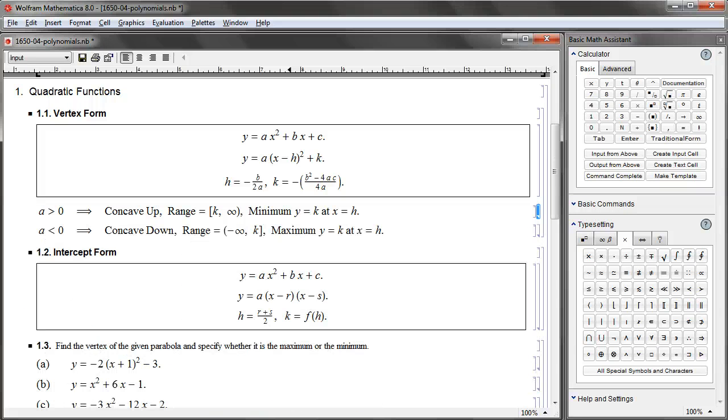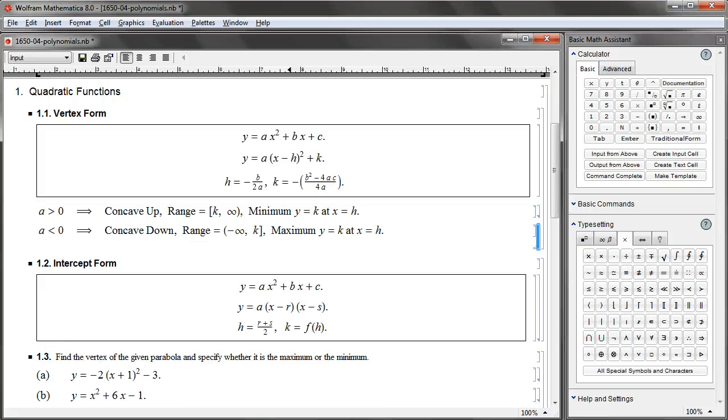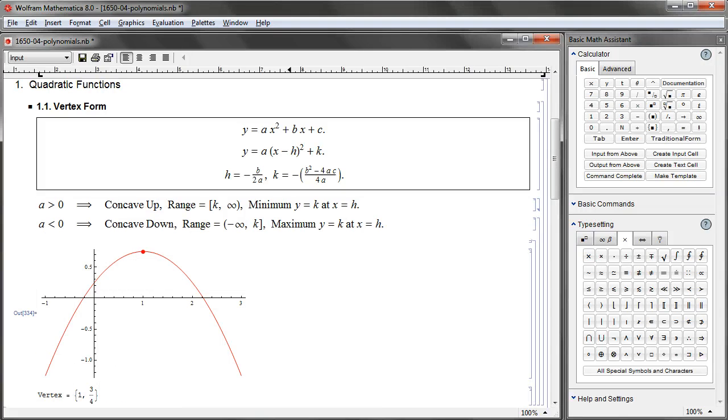What if a is negative? In that case, we have this kind of graph, concave down, and we have a maximum at y equals k, at x equals h. The vertex is h comma k, and that's the highest y-coordinate value you can get. So the range is negative infinity to k. And one more thing, I didn't write it over here, but the line of symmetry is x equals k, and x equals h, excuse me.